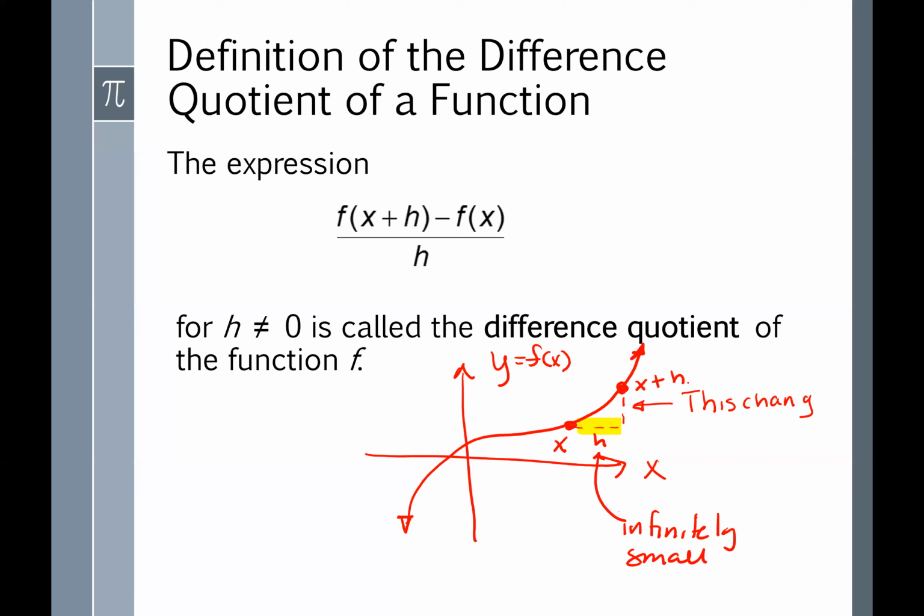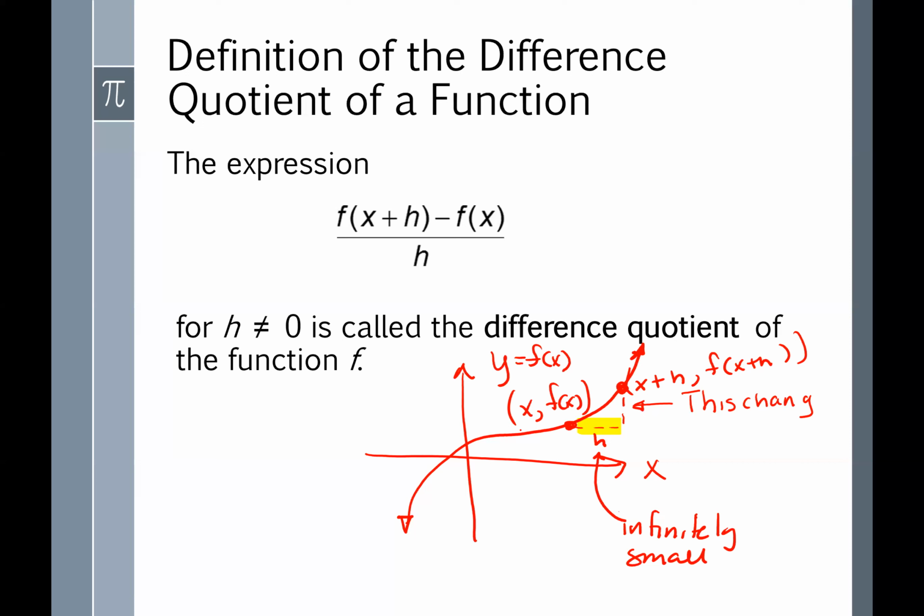Because if this point on the right has x coordinate x plus h, then its y coordinate is the function evaluated at x plus h. And if this point down here is x, then its y coordinate is f of x. So we're finding the change in y over the change in x. So we're actually finding a slope, which we're going to talk about in just a minute, the slope of the line that connects those 2 points. That's what the difference quotient is.